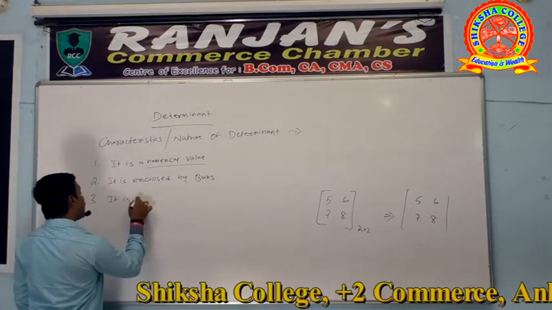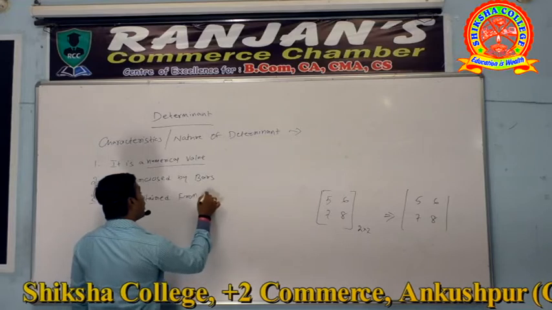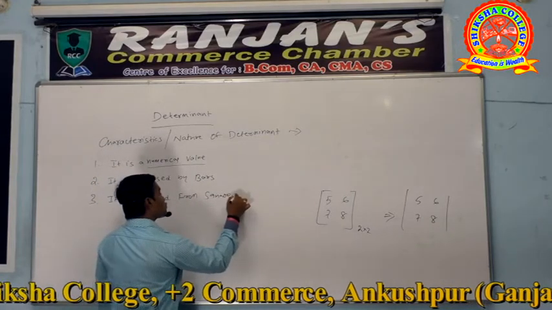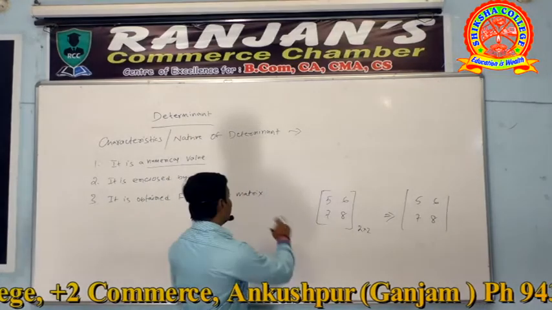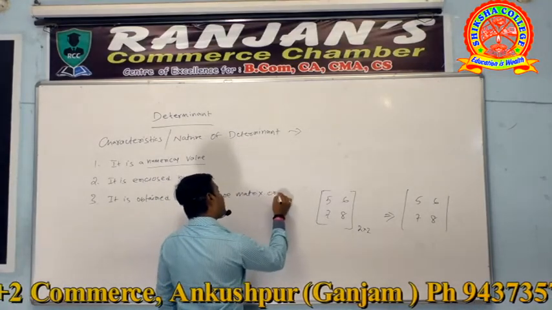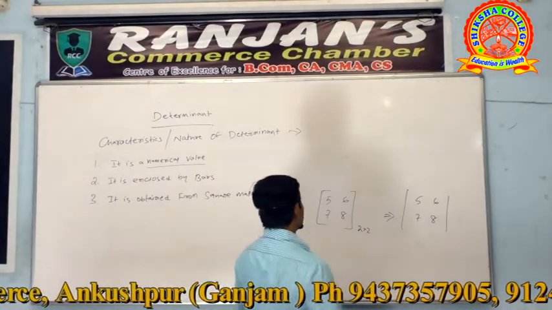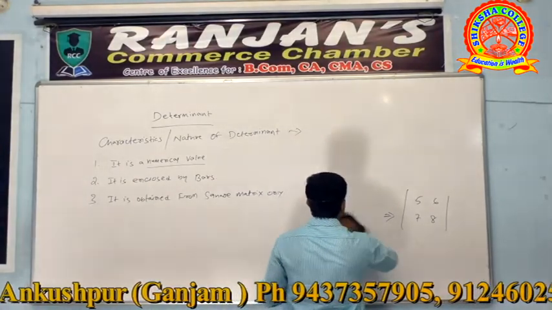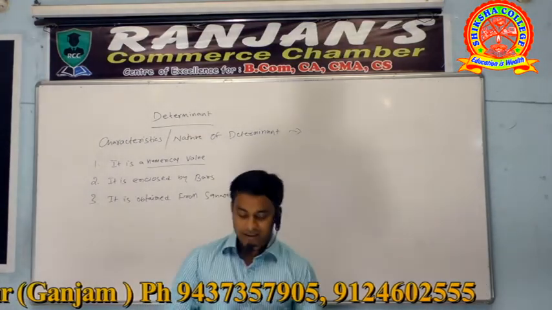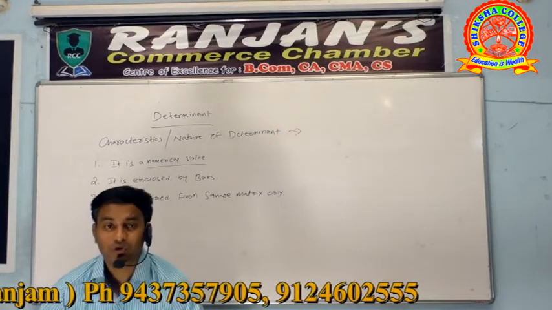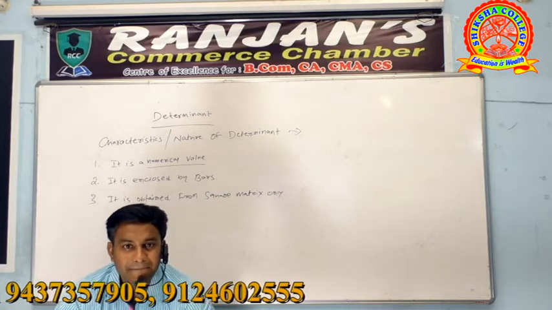Next, it is obtained from a square matrix only. We can find a determinant only from a square matrix. If it is other than a square matrix, the determinant cannot be calculated. Clear?